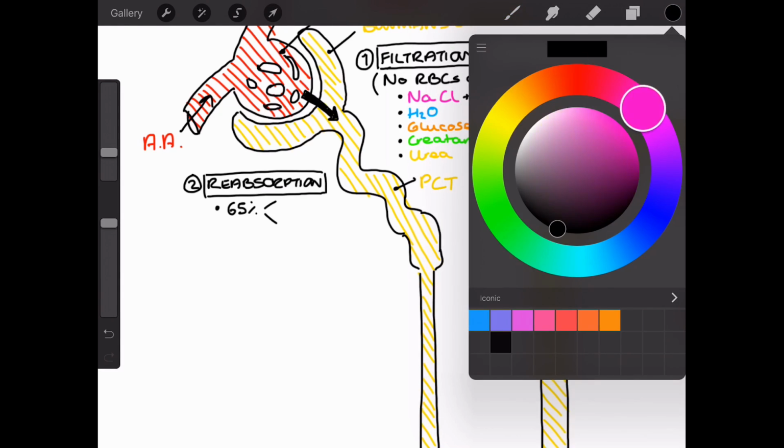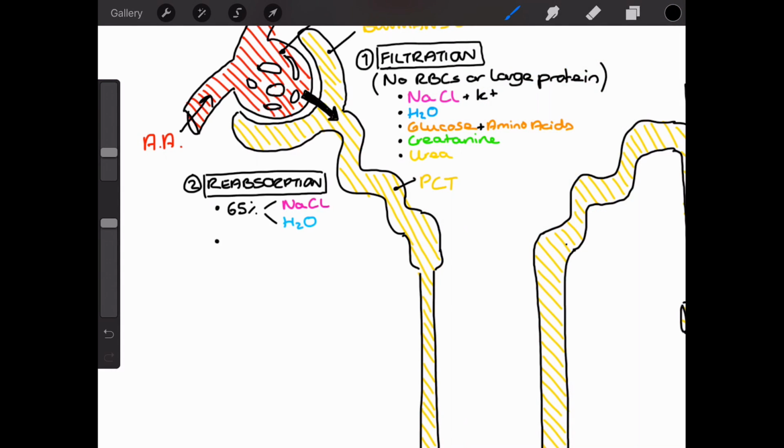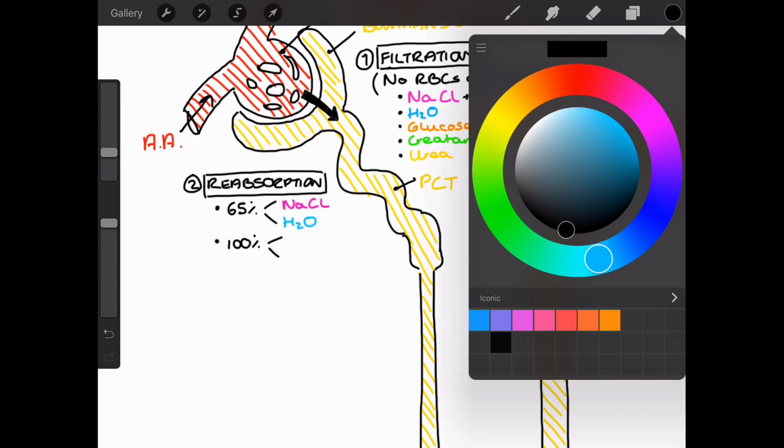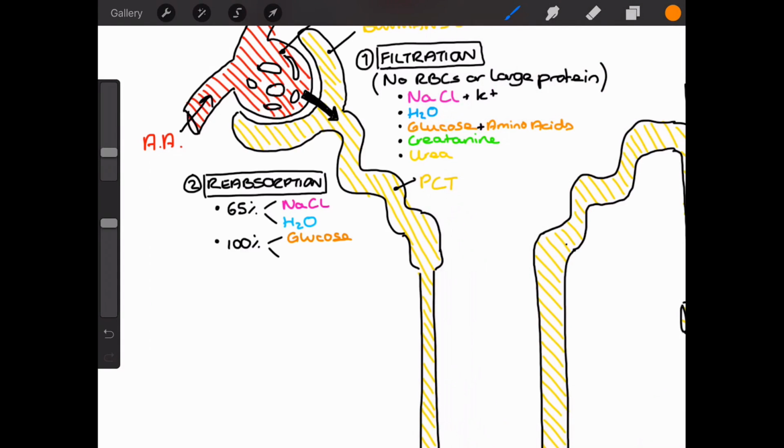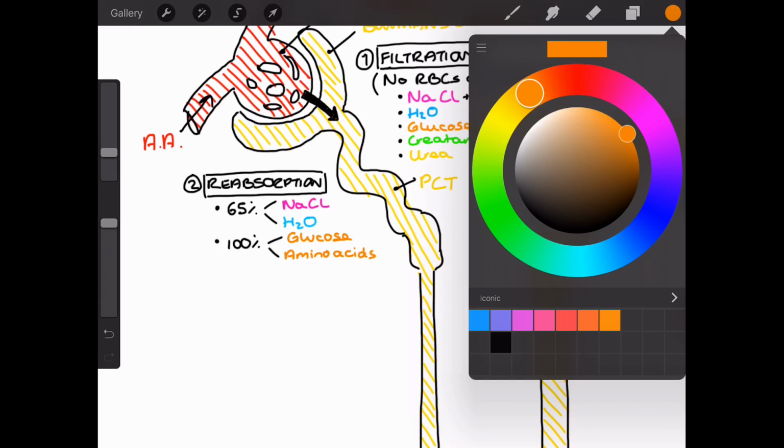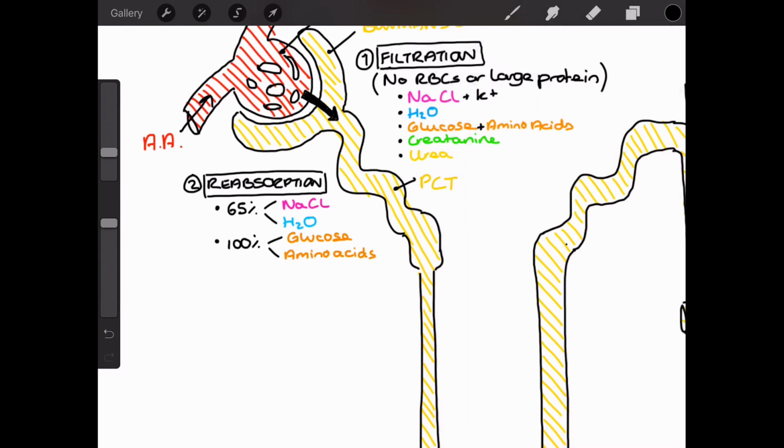In actual fact, 65% of the sodium chloride and potassium and the H2O that we just squirted out in filtration are reabsorbed, and 100% of the glucose and amino acids are reabsorbed, unless there's any kind of pathology. Also 90% of the bicarbonate ions are reabsorbed, but we don't want to excrete too much because we could end up with an acidosis.